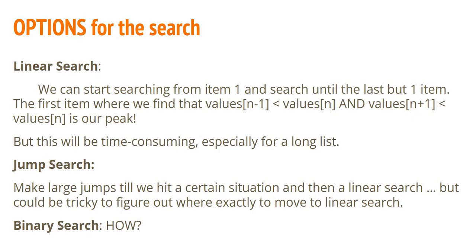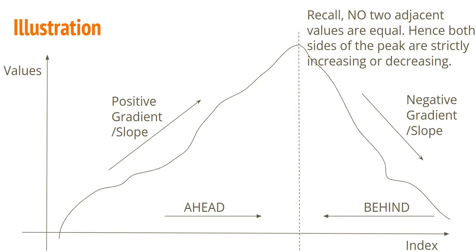But what we really want to do is binary search, because we know all too well that binary search is much more efficient than linear search as well as jump search. The question, however, is how do we do this, because this data is not sorted. Well, an interesting insight comes from this observation that even though the data is not sorted, at all points I have a very clear idea of whether the peak is ahead of me or behind me.